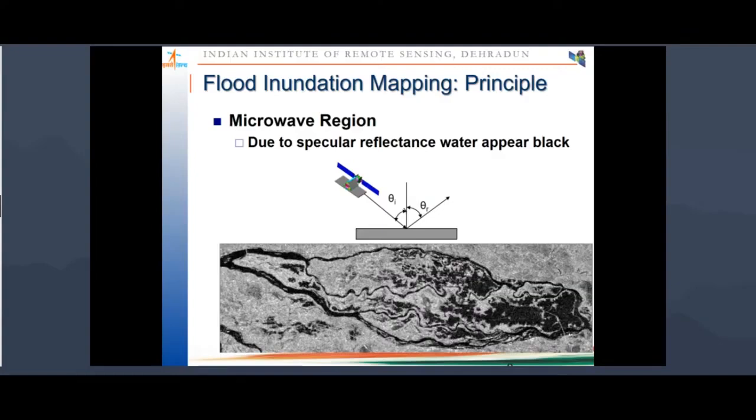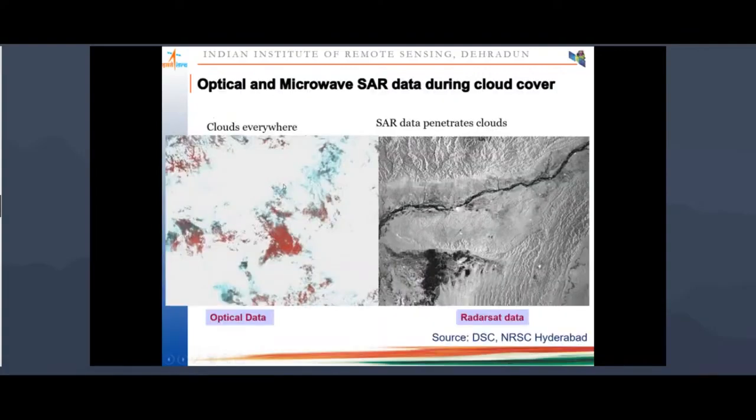That is the reason why we have the RISAT-1 satellite, where you can capture microwave data. One example I will show you. Look at this. This is the same date, but one is the optical data, another one is the microwave data. In the optical data, what you see is all cloud. You cannot see anything else. But in microwave data, you can see a river and you can see a flooded area.